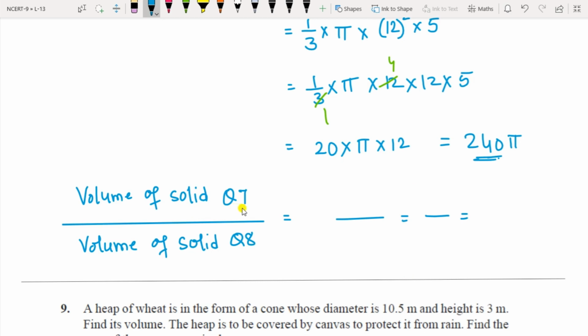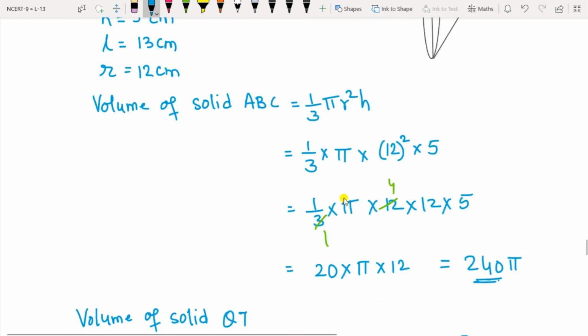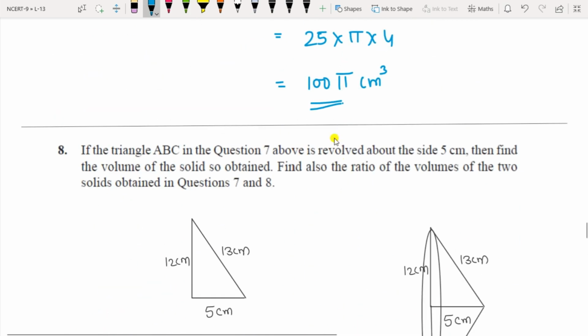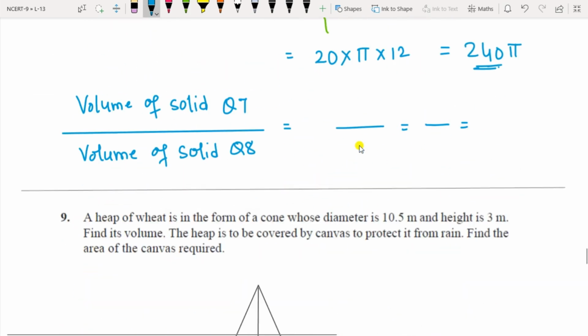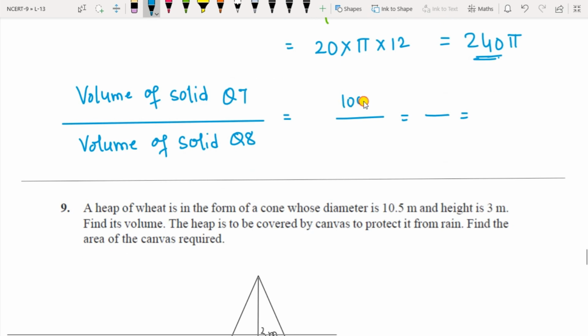Now you have to take the volume of the solid of question number 7 to question number 8, the ratio. So question number 7 is to question number 8: its volume was 100 pi and this volume is 240 pi. So it is 5 by 12. The ratio is 5 by 12. Or you can write in the proportion form, 5:12 is the answer.